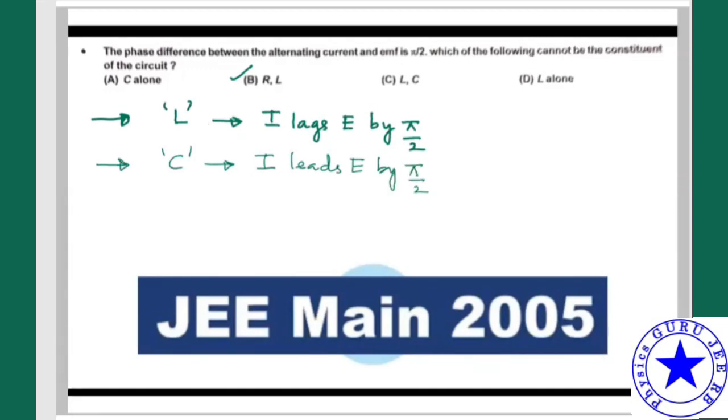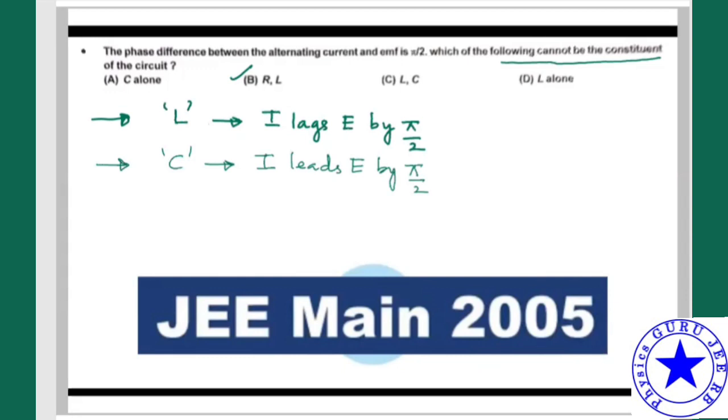So this is about pure resistor, pure capacitor and pure inductor. If the resistance R is there in an AC circuit, then the phase difference between current and EMF is nothing but 0. Only due to L or C or both L and C will the phase difference remain pi by 2. So C alone gives it, L alone gives it, and L and C together give it. That means only R and C.